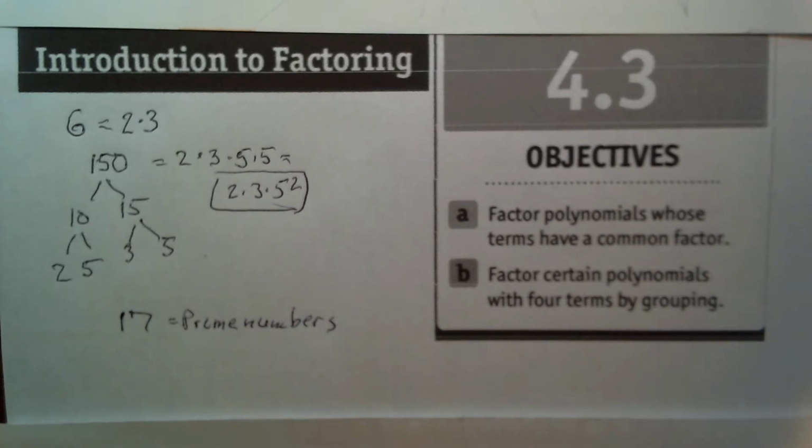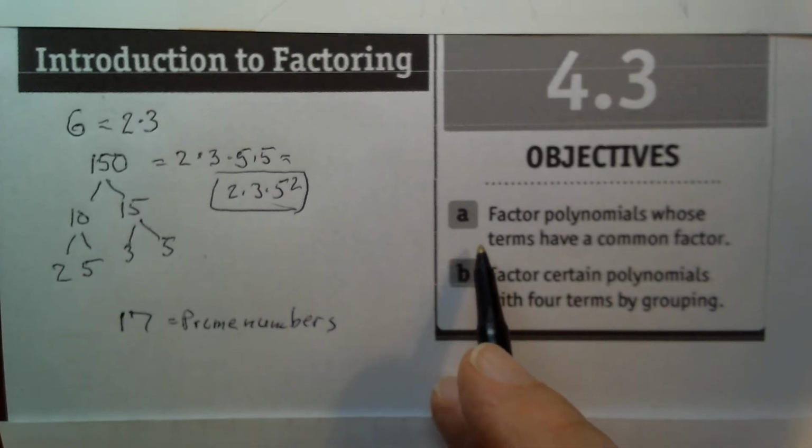So the objectives here in section 4.3 is to factor polynomials whose terms have a common factor, and factor certain polynomials with 4 terms by grouping. Now that part, factoring by grouping, is really, really important. So the B part is something you really want to pay a lot of attention to, and the A part is relatively straightforward.